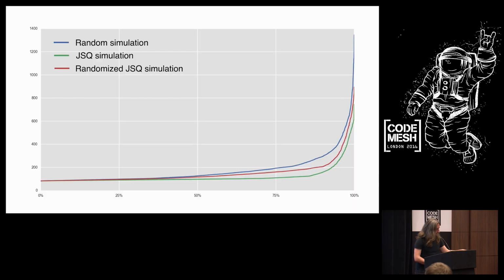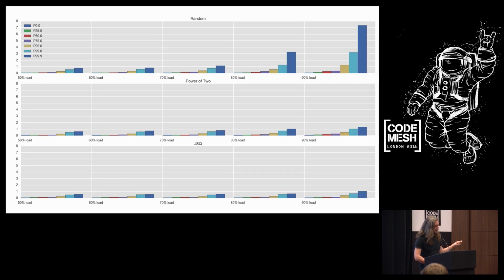So you can see here, this is, again, back to that same example as before, where we have our random line at 70% load. We have our join shortest queue line, which is green. And now we have our randomized power of 2 choices join shortest queue, which actually ends up splitting the difference between them. Neat.